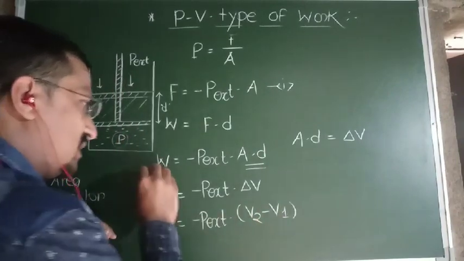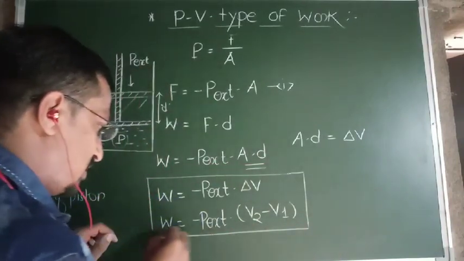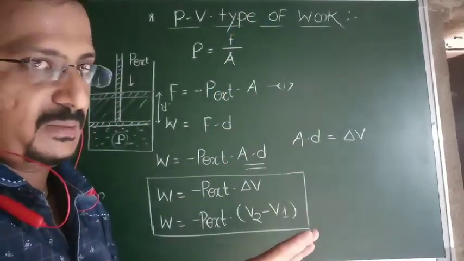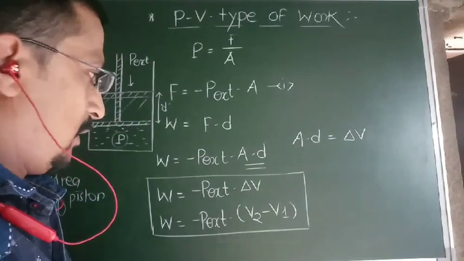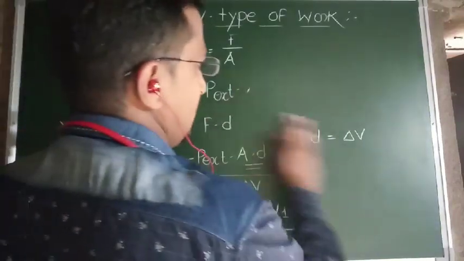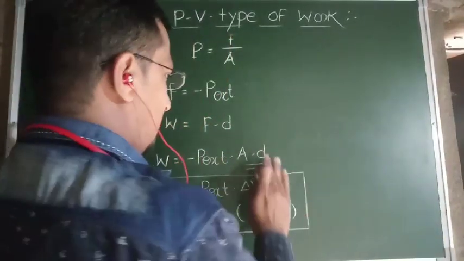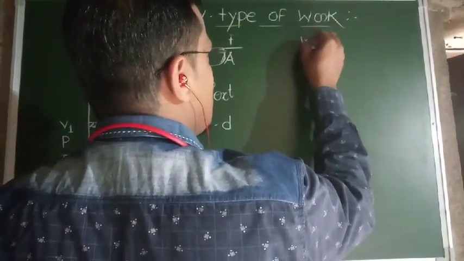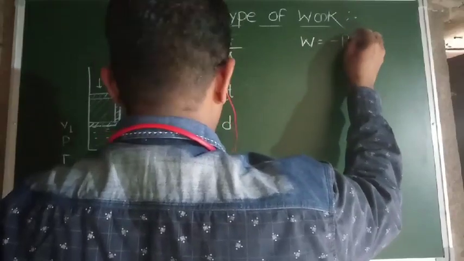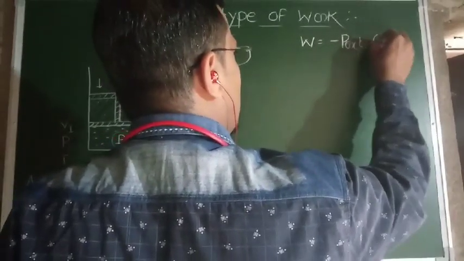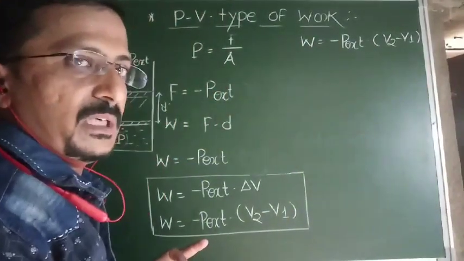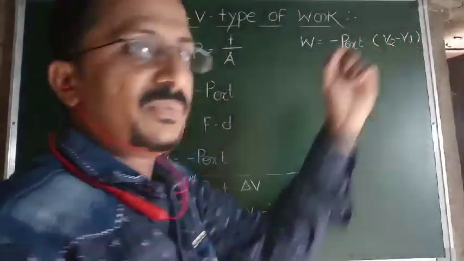Okay, so both these equations give us the expression for the pressure volume type of work. One more point regarding this equation: there are two types of works. In this pressure volume type, the expression is W is equal to minus P external into bracket V2 minus V1. There are two types of works involved depending upon the values of V2 and V1.